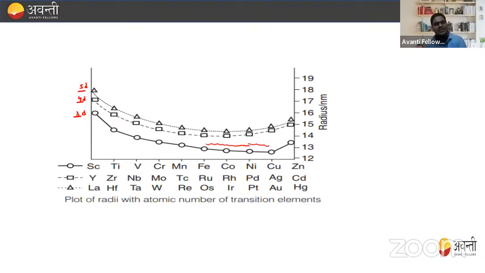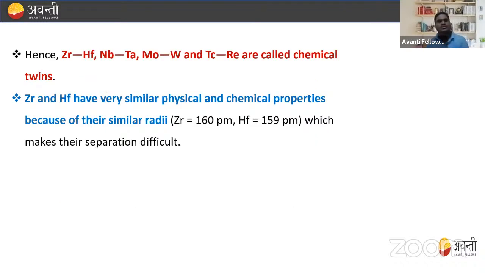Why are they called chemical twins, beta? Because their atomic sizes are almost the same as compared to each other. So Zr and Hf have very similar chemical properties because of their similar radius. Zr, zirconium, has an atomic radius of 160 picometer, whereas Hf has an atomic radius of 159 picometer, which makes their separation very difficult. And due to this, the separation of the transition elements from the lanthanide series is very, very difficult. So this point you must remember, beta.